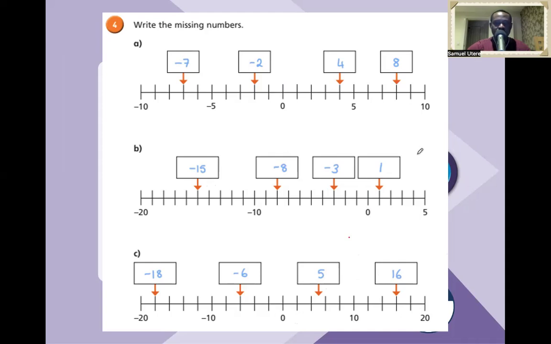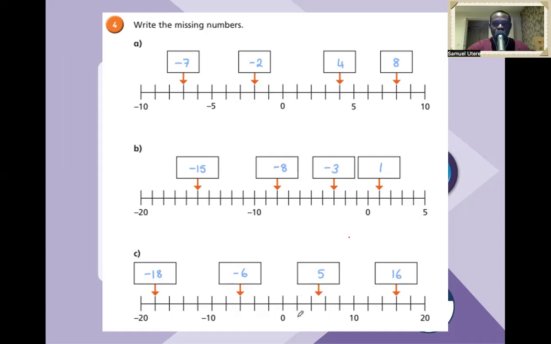Let's move this out of the way. So here, we can see that between 0 and 10, we have 1, 2, 3, 4, 5. We have 5 intervals. Now, because we have 5 intervals, if we divide 10 by 5, we'll have 2. So each of these is 2.